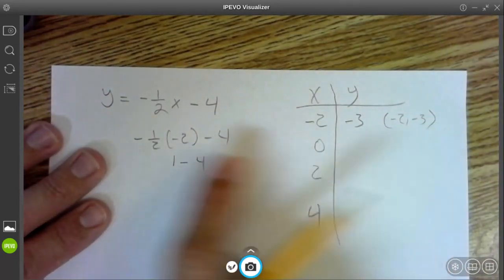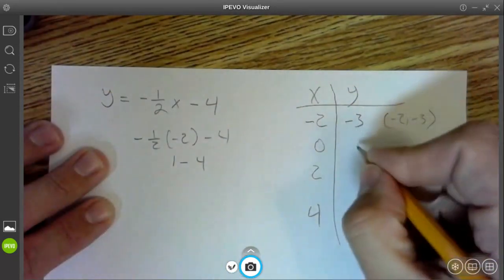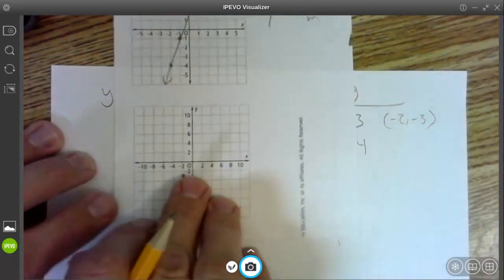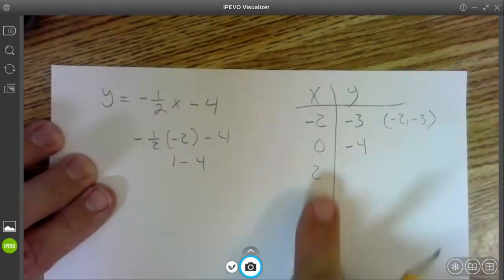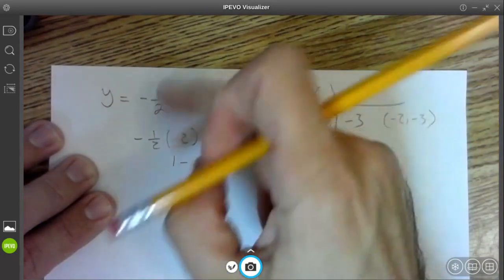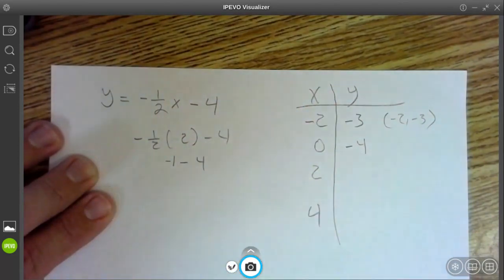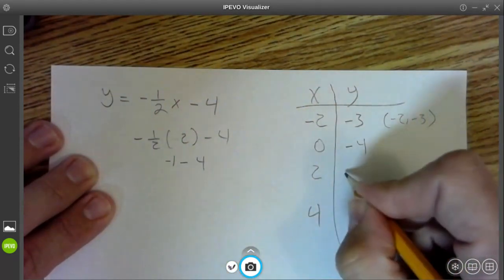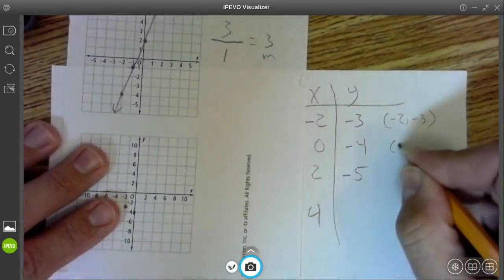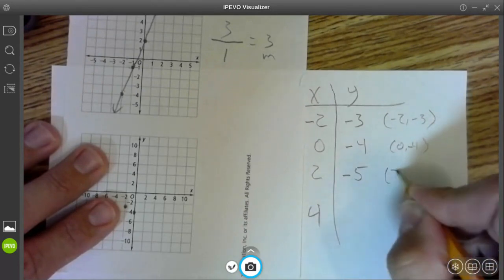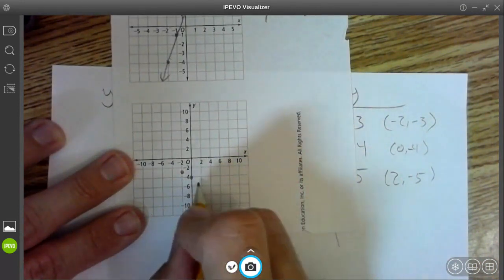Plugging in 0 for x, you'll get -1/2 times 0. That cancels. And so you're just left with -4. So 0, -4 is right there. Plug in 2 for x. -1/2 times 2 is -1. -1 minus 4 is -5. So we get 2 comma -5, which is 2 to the right and down 5, so about right there.